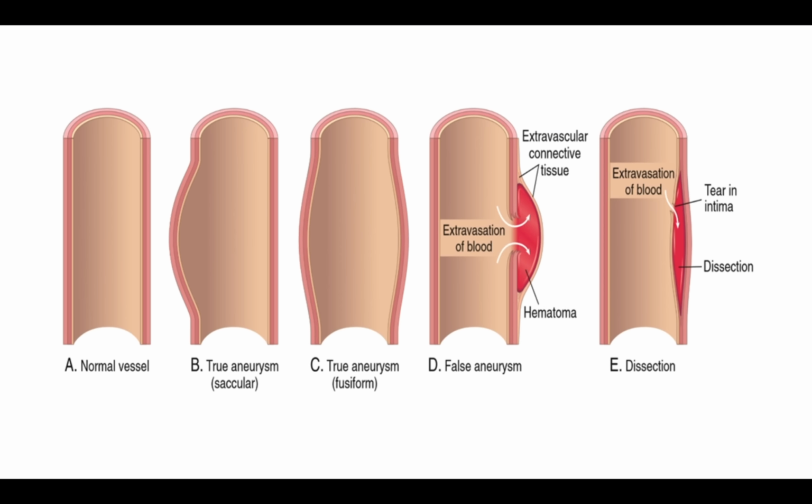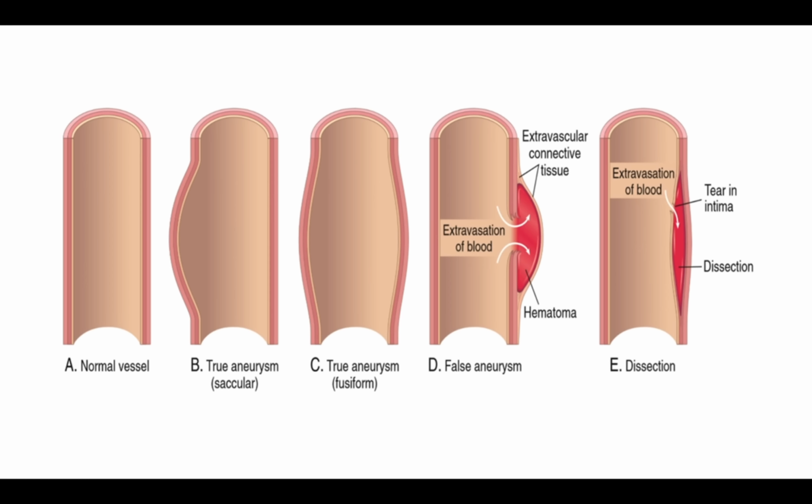So as you can see, A is a normal vessel, which has tunica intima, media and adventitia, as we showed in the image early in the lecture. And then you have a true aneurysm and a false aneurysm. The difference between them: in the true aneurysm, all the layers including tunica intima, media and adventitia will be bulged out, as you can see in pictures B and C. And in the false aneurysm, not all the layers are bulged out. There is a tear just before the tunica adventitia.